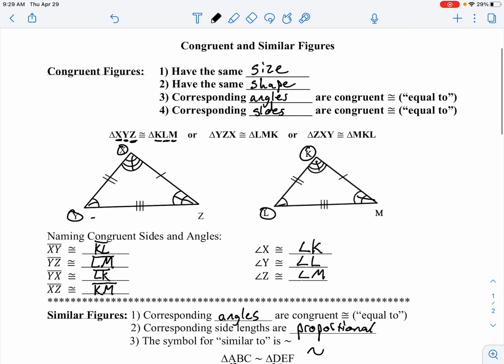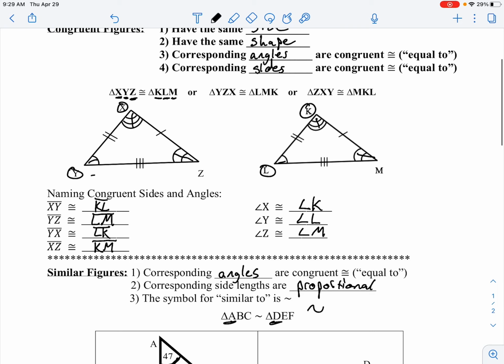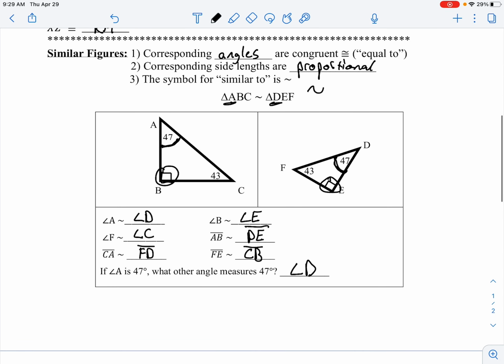So the important thing here is that congruence is exactly the same. So same size, same exact shape. Angles are the same, sides are the same. And then similar is going to be same shape, so all of the angles are going to be the same, but different size. So our side lengths are going to be proportional. And we're going to talk a bit more about that proportionality and how we find missing side lengths tomorrow.